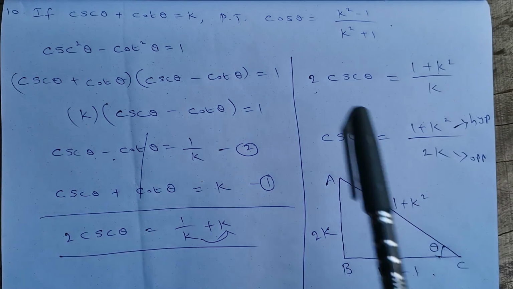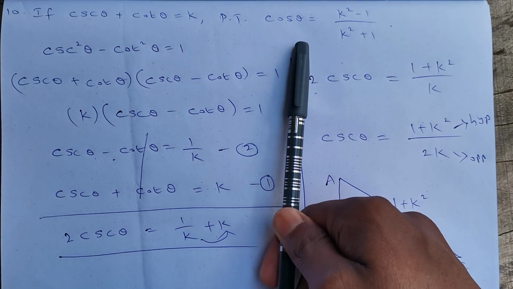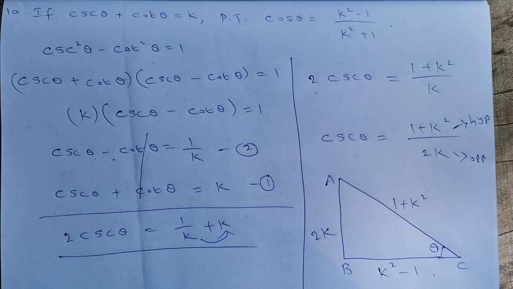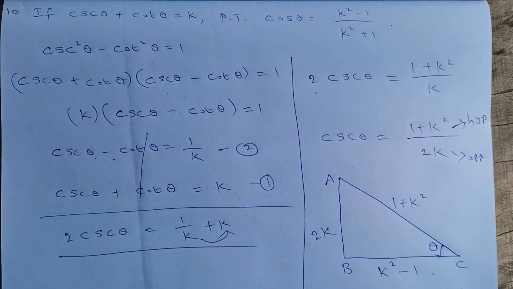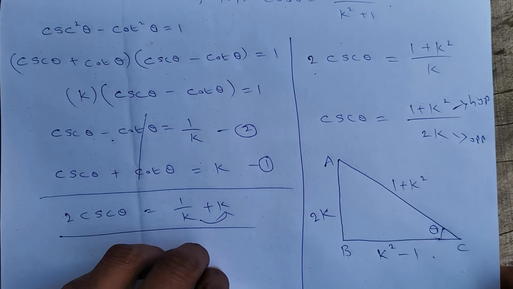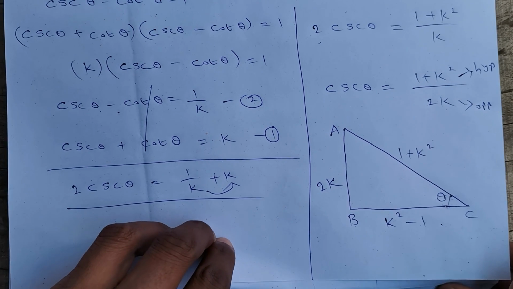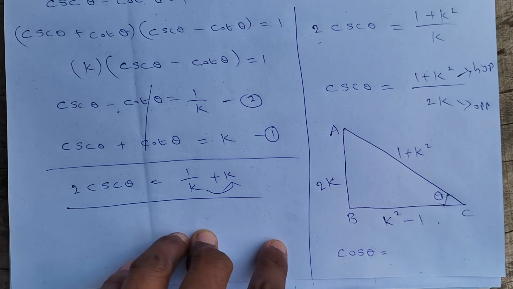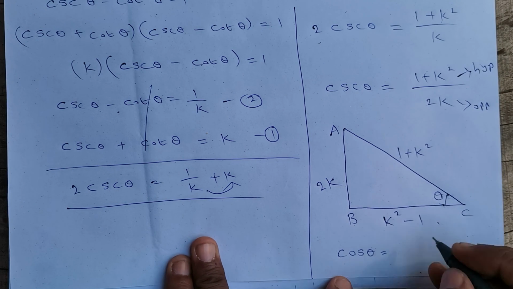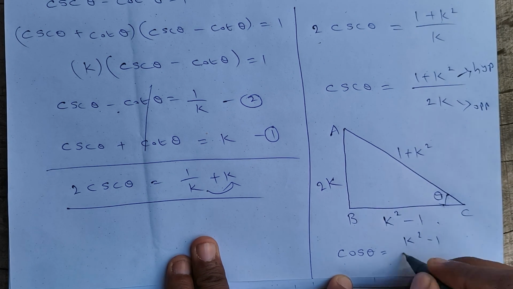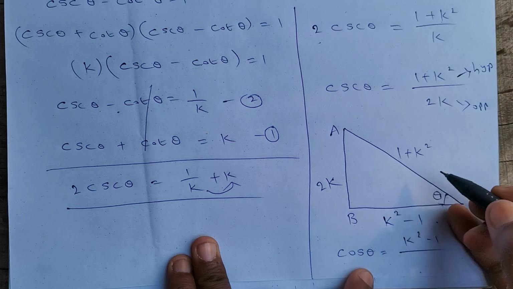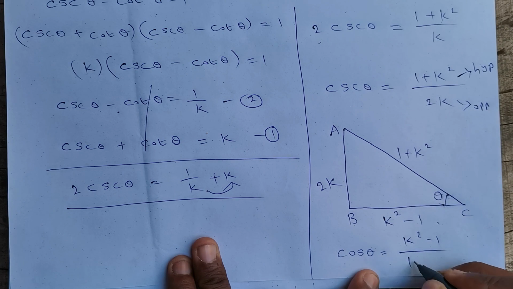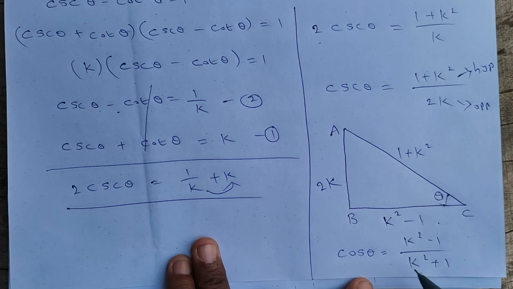Now he is asking to prove that cos theta value is k square minus 1 by k square plus 1. Cos is nothing but adjacent by hypotenuse. So if you observe here, cos theta equals adjacent k square minus 1 divided by hypotenuse 1 plus k square. 1 plus k square is the same as k square plus 1. So hence proved.